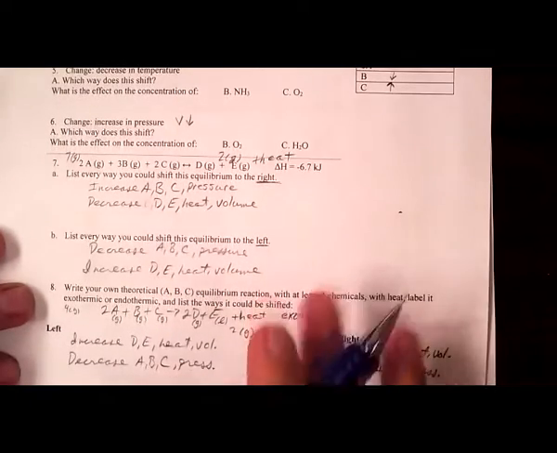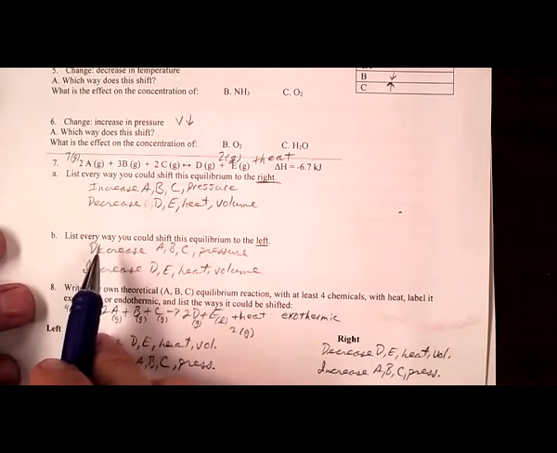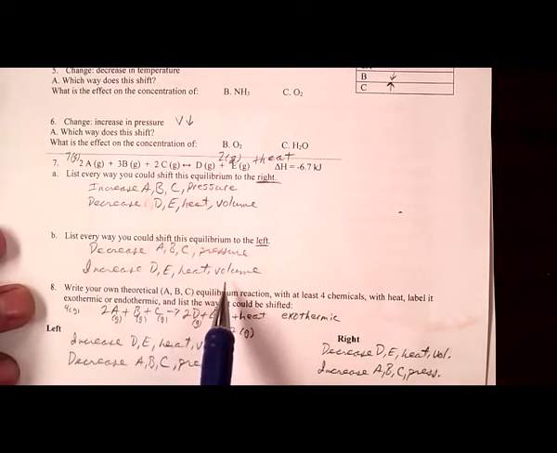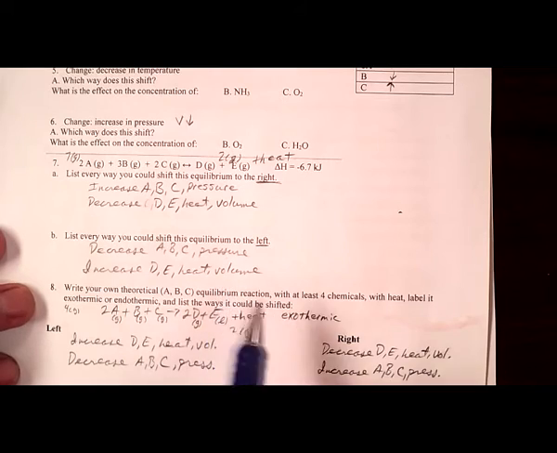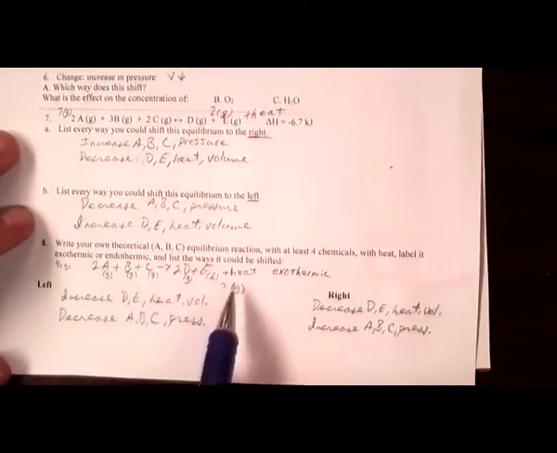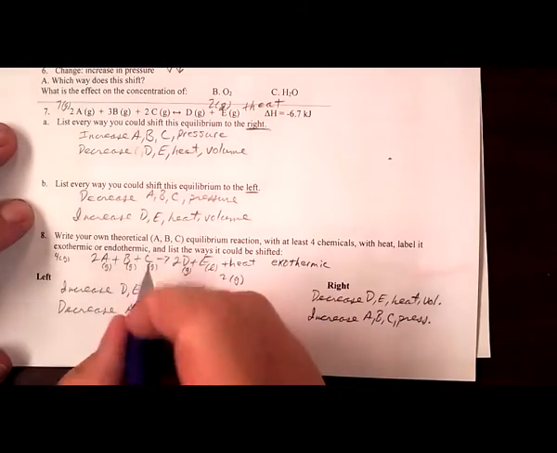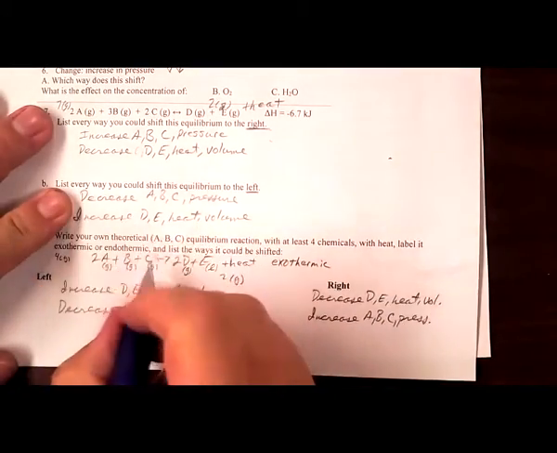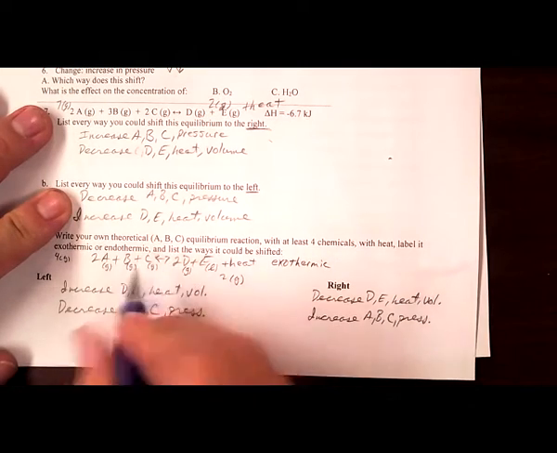Now, B is just sort of a lesson in, if you want to do the opposite, do the opposite. If you want it to go left, just turn everything around. On 8, I just made up my own theoretical, it should be an equilibrium. Oh, whoopsie. It should be a double arrow. Equilibrium arrows there. I made up my own reaction.